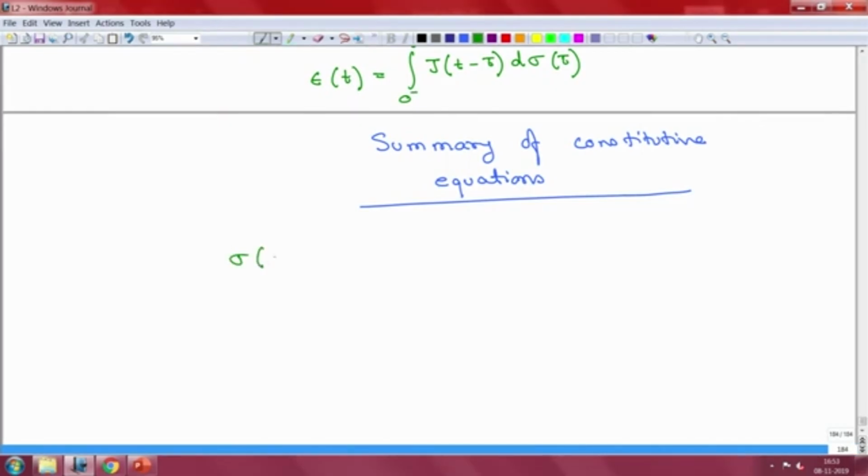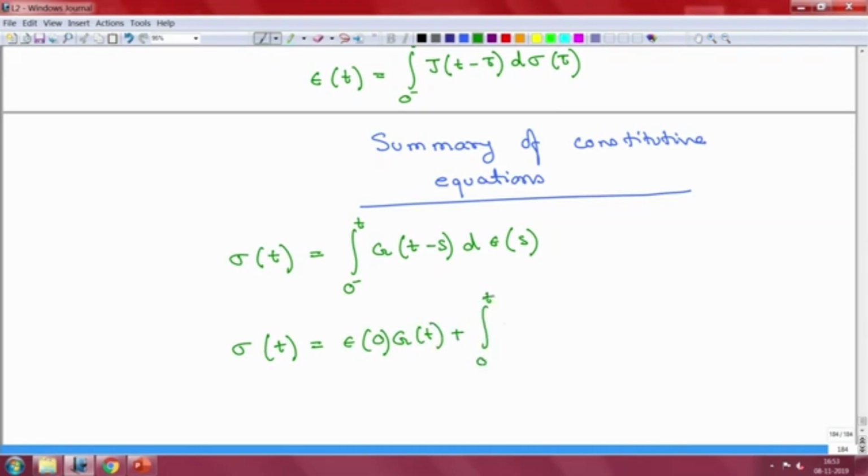So, what we saw is that this current state of stress can be written as an integral over tau, this s is a dummy variable inside, and this should be interpreted as, you can rewrite this entire thing as epsilon 0 g(t) plus the integral from 0 to t, and you can just change using the chain rule, you can change this to this form.